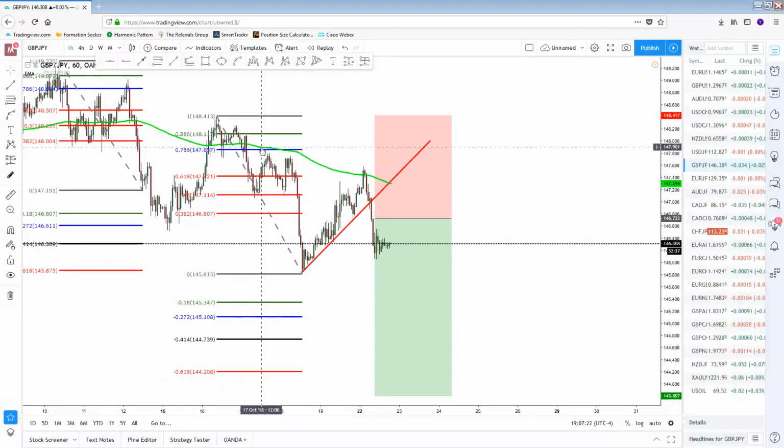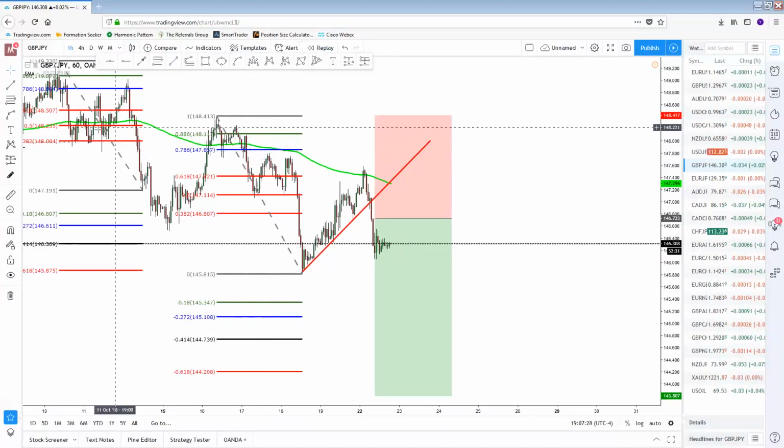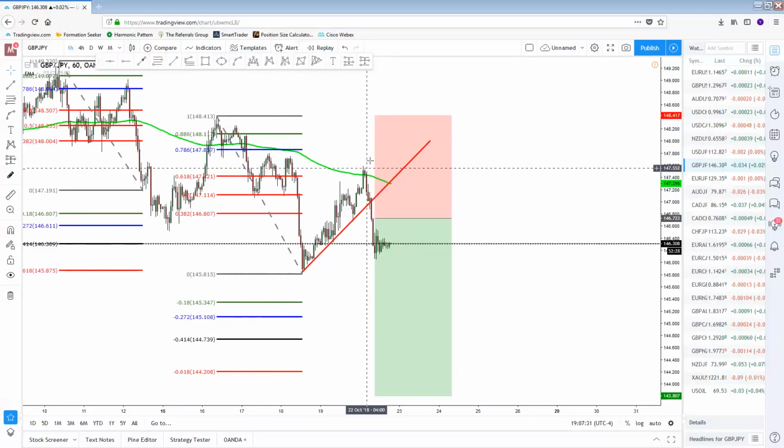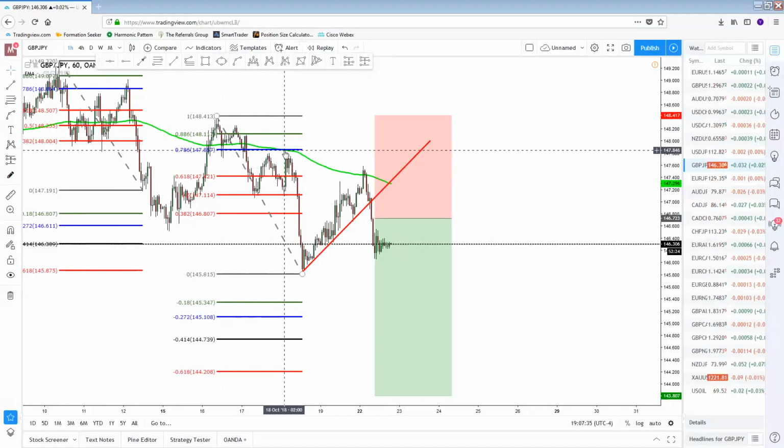Just like, for example, right here at the 786, you've got this resistance level right here at the 786 level. So that's telling me right there, if price did continue up, it's got a higher probability chance of hitting this support or resistance level and falling back down. Another reason why I would have gotten in at the 786 level.